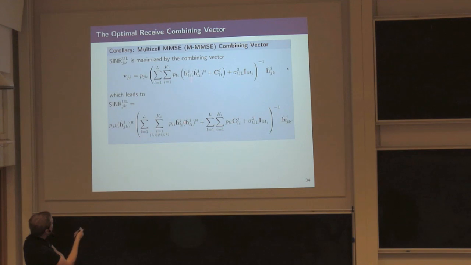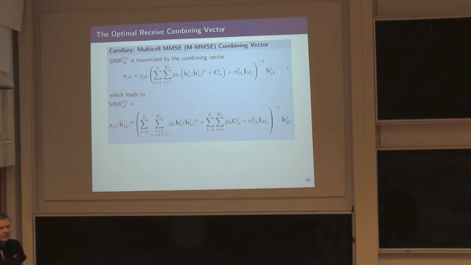When you take an inverse of something that's essentially the same as here, except that from the first term here, I'm removing my own user's channel. And then when I take an inverse of this matrix, I multiply with h here from different sides. You don't need to read this exact detail and try to understand exactly what it contains. I will give you a nice example of what this actually means. We call this the multicell MMSE combining vector.